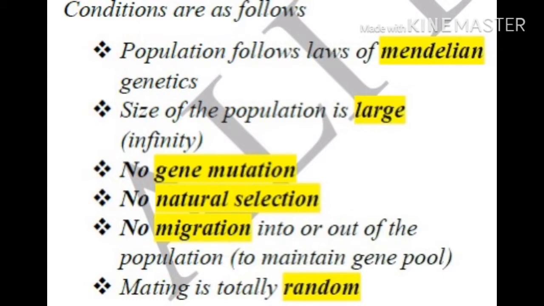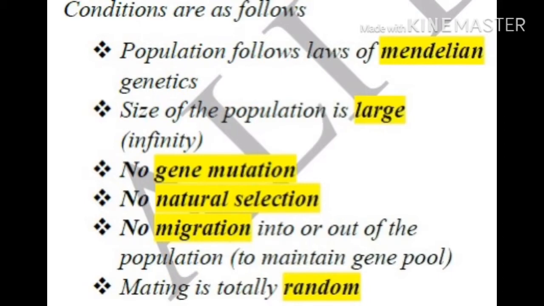Now, no gene mutations, obviously, because a mutation is going to change the alleles, and we're going to be diving into that shortly in the next video. But briefly speaking, gene mutations can alter the Hardy-Weinberg Law. No natural selection, no migration into or out of the population.